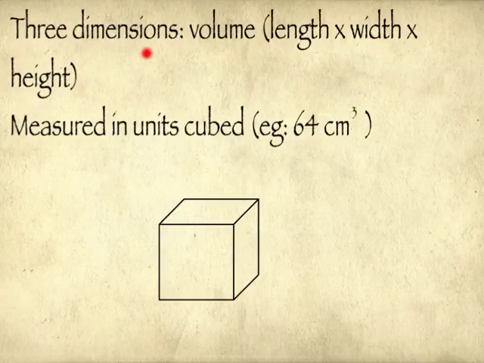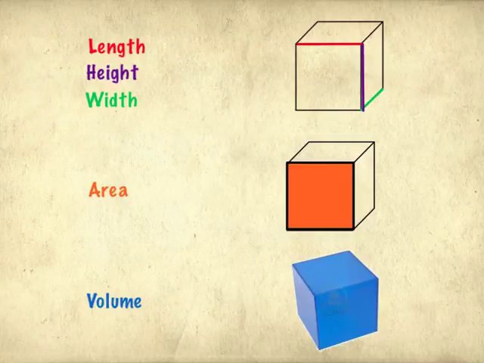Now when we get into 3 dimensions, we're talking about volume, and that's going to be your length times your width times your height. We measure that in units cubed. So for example, 64 centimeters cubed, a little 3, because there's 3 things I had to multiply. And again, that's not really what it's for. It's because we're talking about how many little 3-dimensional cubes I can fit in here. But that doesn't matter. It's just an easy way to remember what number you have to stick up there.